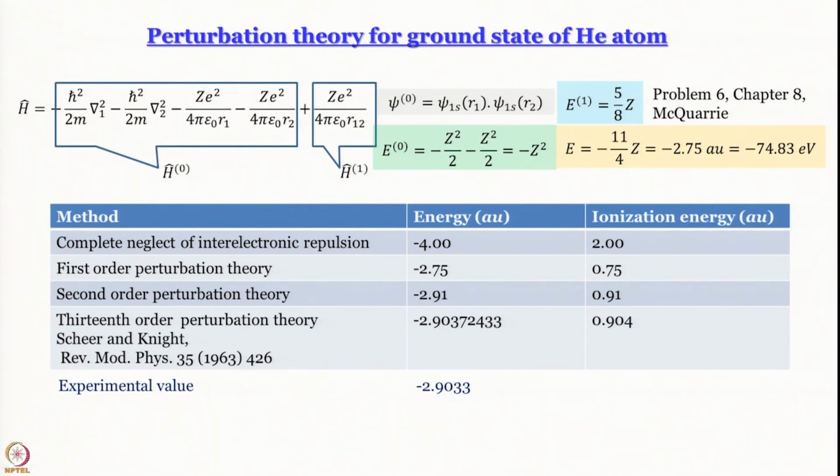Not bad. So, using perturbation theory you can actually get pretty close to the experimentally observed value, and see your variation upper limit theorem applies here as well, right. We are not crossing it. Minus 2.90372 whatever is still more than minus 2.9033. So, that is what we get by using perturbation theory for our helium atom ground state.